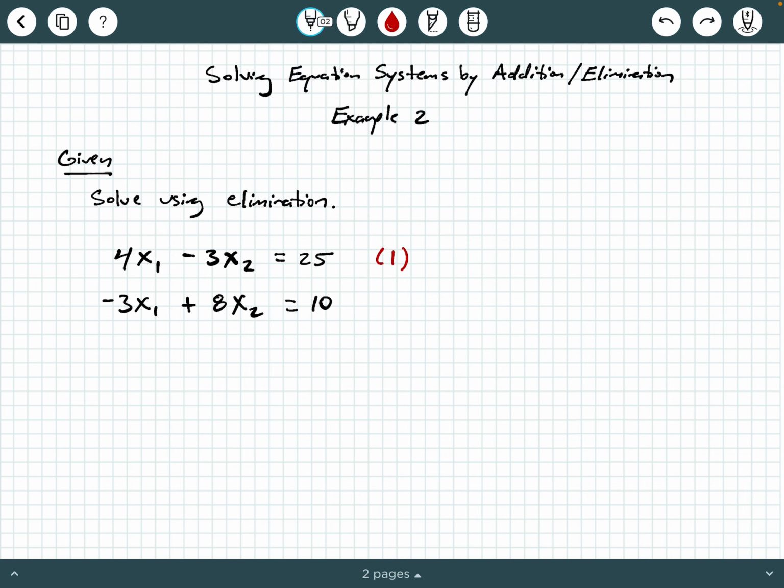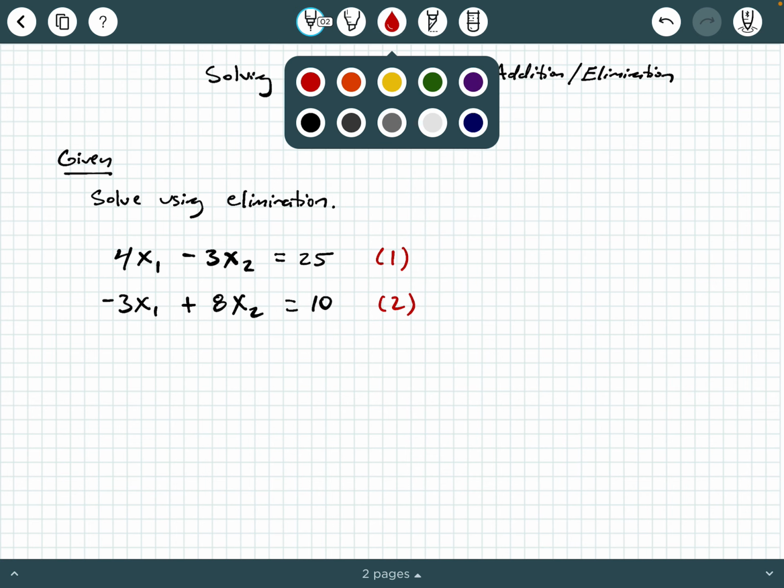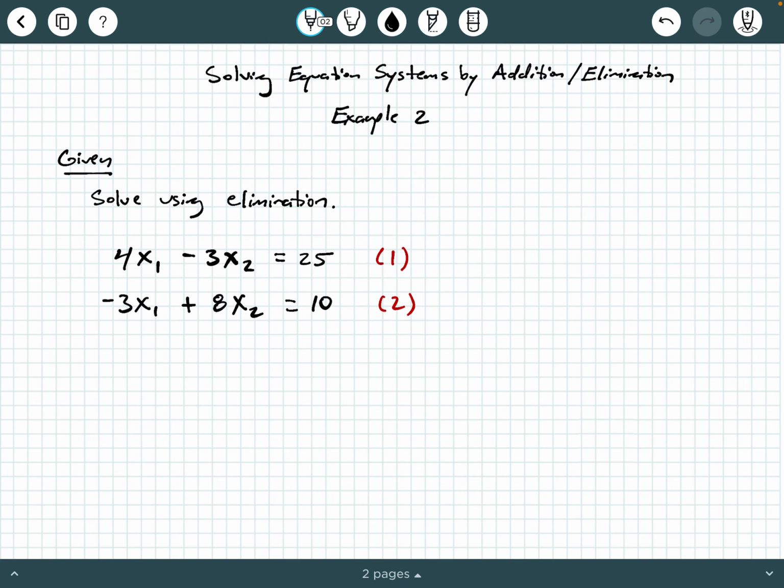So we're going to call this equation 1 and equation 2. Again, I like to label my equations. So under solution, remember you want to write all this down. Math is not a spectator sport. You got to write it down in order to best learn it. Okay, so let's take a look at this.